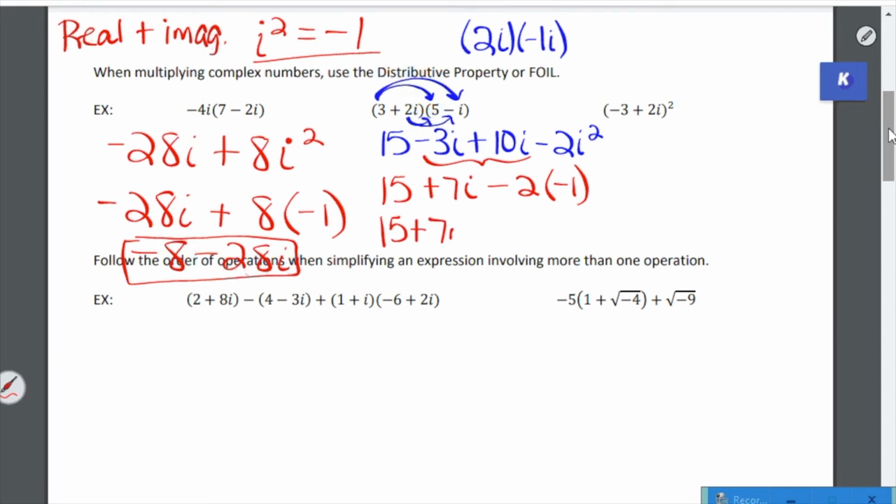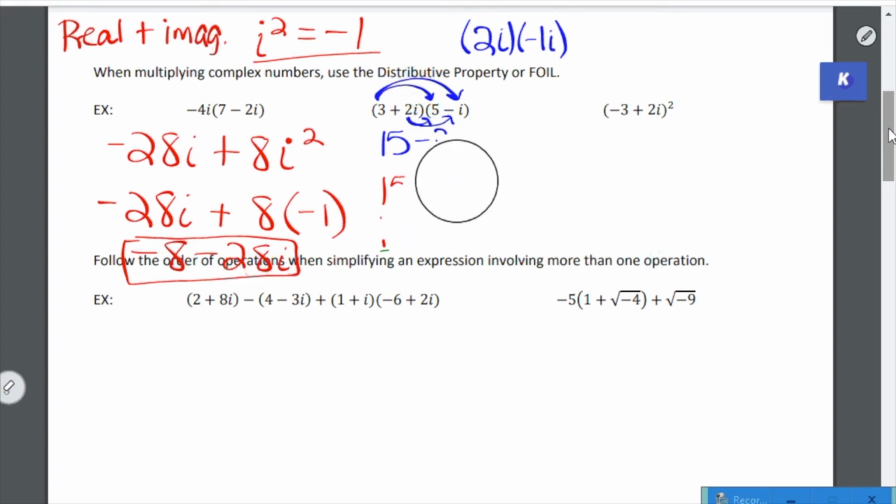15 plus 7i, and then negative 2 times negative 1 becomes a positive 2. I can now add my like terms together, my two constants, 15 and 2. 15 plus 2 is 17 plus 7i. And there is my final answer. And then the very last problem, I'm going to erase this so we have space.